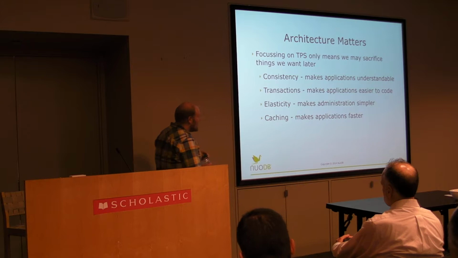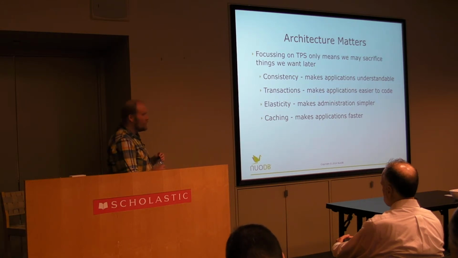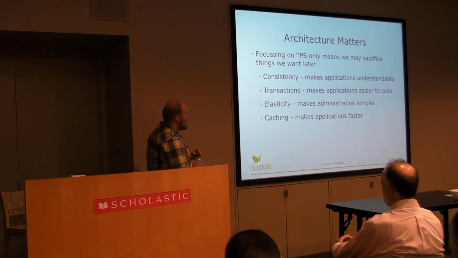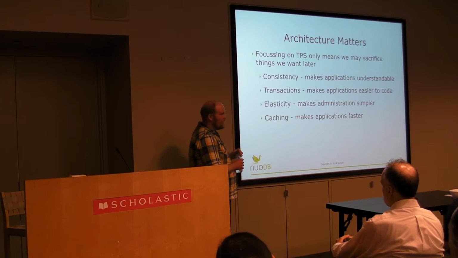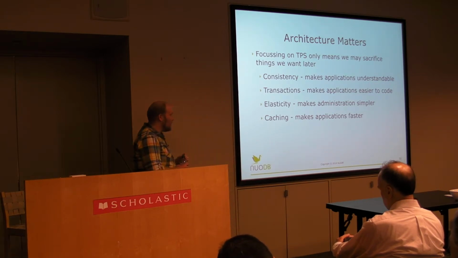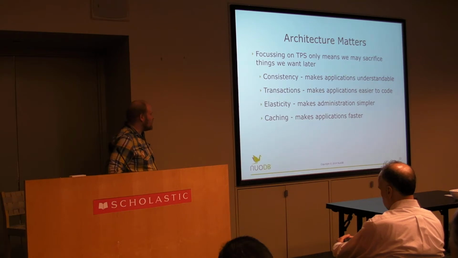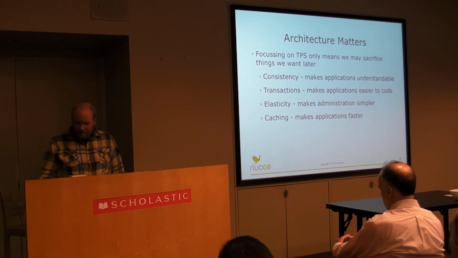You want elasticity if you're an ops person because it makes administration simpler. If it's cheap to spin up new nodes, then you don't worry about losing old nodes quite as much, and you can solve a lot of these problems of backup and migration in a much more trivial way if you can just add new nodes with impunity. And caching makes applications faster. If the application doesn't have to explicitly specify what the caching rules are, then it makes the applications easier to develop.